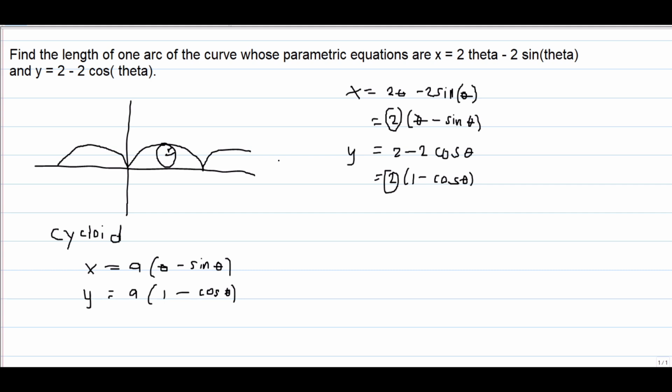Since theta, the angle of rotation, goes from 0 to 360 degrees for one arc, therefore when you differentiate, dx would be equal to 2 minus 2 cosine theta d theta. The derivative of sine is cosine theta.